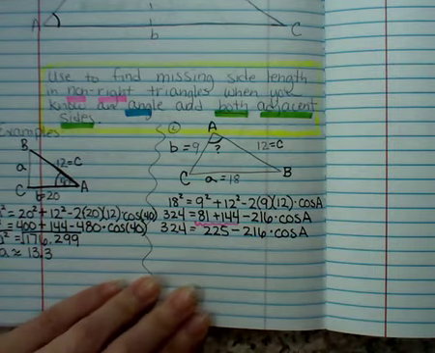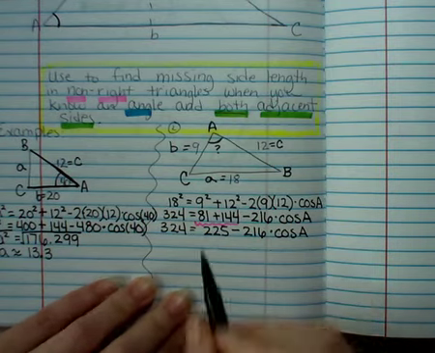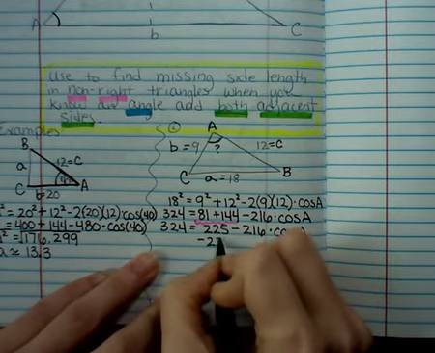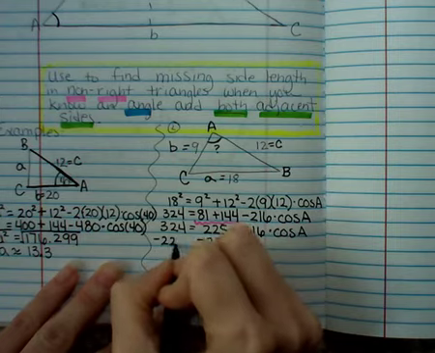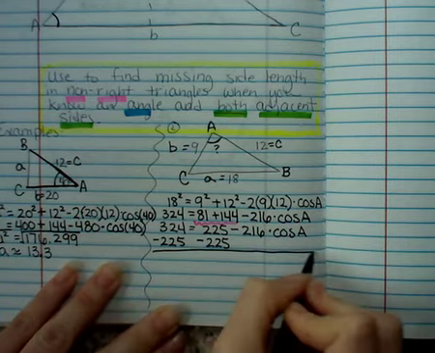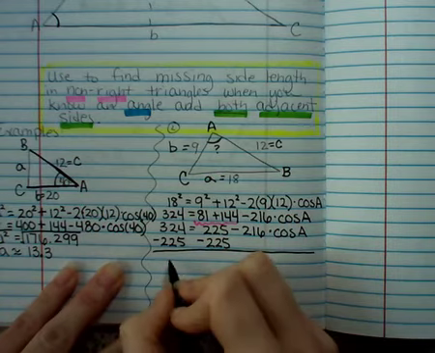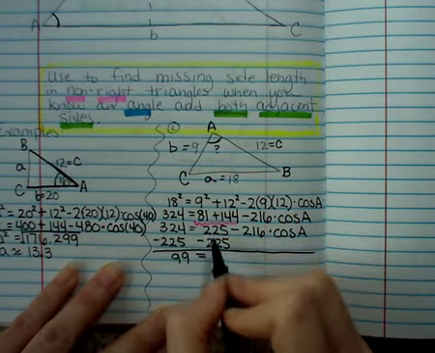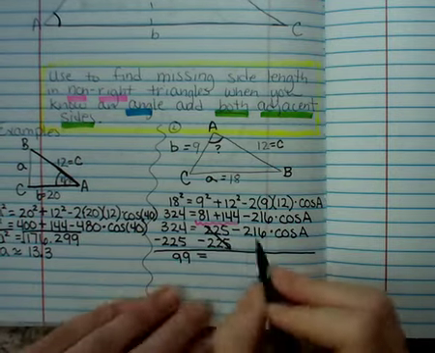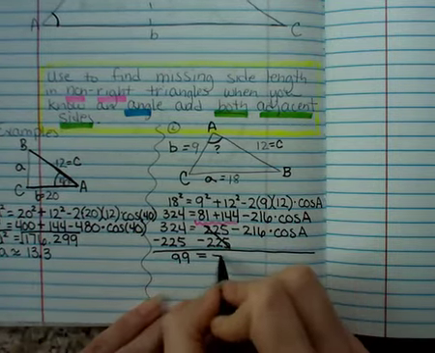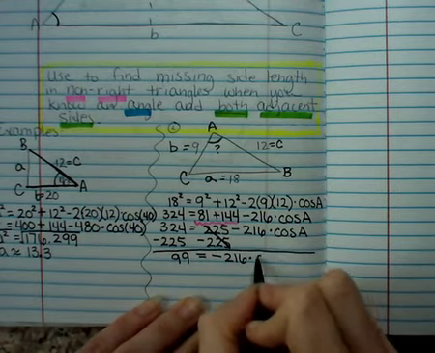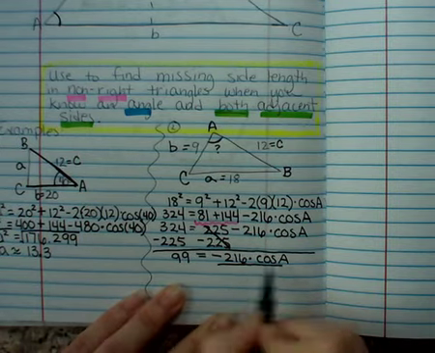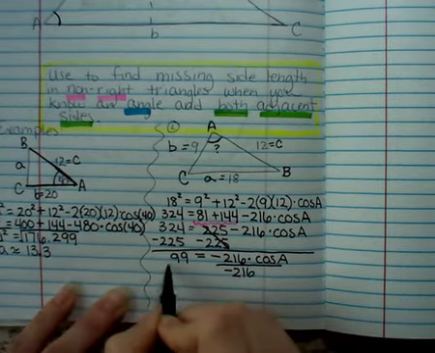And now we can start solving this just like we would any other equation. We want to get rid of this 225 to begin with, so we're going to subtract 225 from both sides of our equation. And that leaves us with 99 equals 225 minus 225 is 0, so that is no longer part of our equation, minus 216 times the cosine of a. So the inverse of multiplication is division, so we're going to divide by that negative 216.